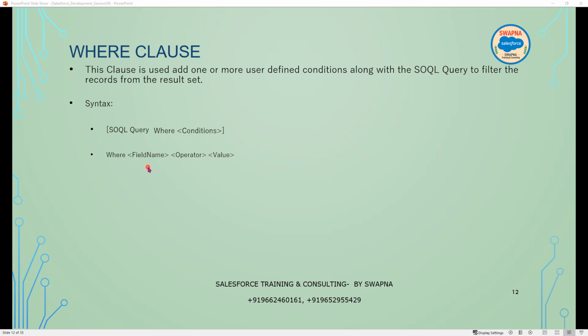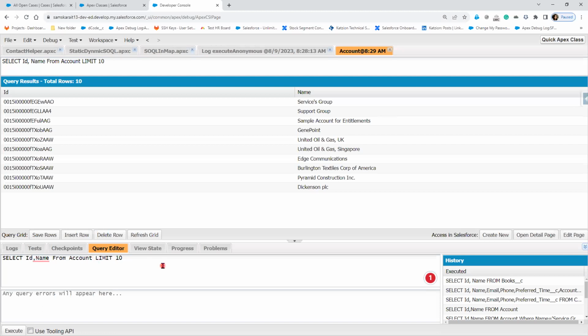Examples for the WHERE condition are: WHERE Rating equal to Hot, or Industry equal to Banking, or AnnualRevenue greater than 20 lakhs, 25 lakhs, or WHERE Location equal to Pune, or WHERE Email not equal to null. That means the WHERE condition you will add after the object name. You can specify the WHERE, and let's say here Industry equal to Banking. And then I'll specify the LIMIT.